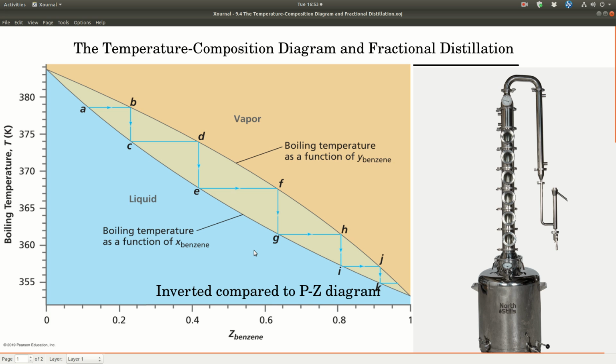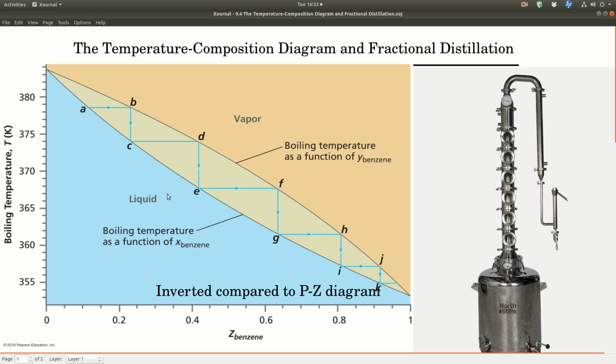And so to look at the temperature composition diagram, we fix the pressure, and it ends up being really convenient if we choose that pressure to be 1 atmosphere, because then at 1 atmosphere the boiling point will be the normal boiling point, which is easy to look up and useful.